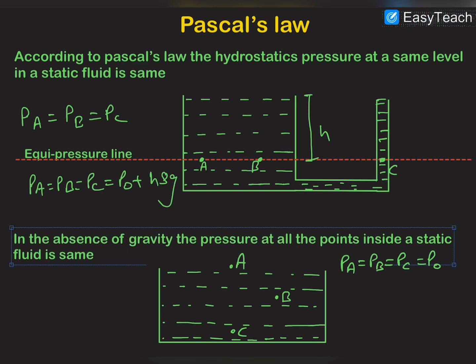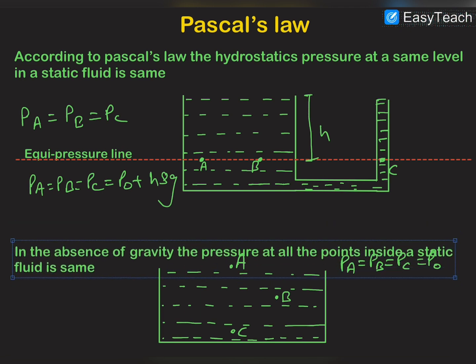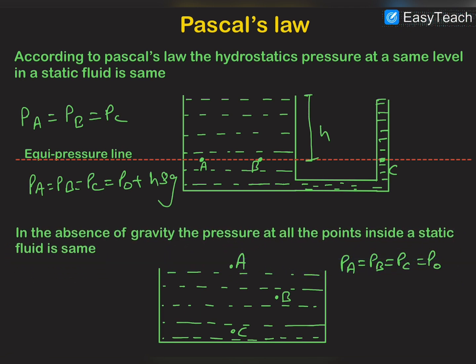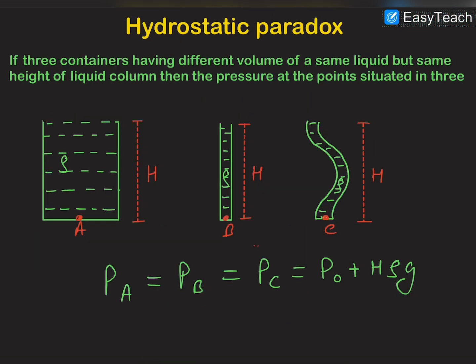Now, in the absence of gravity, we can say that g will be 0. Obviously, if g is 0, then this term will be 0, and we can say that the pressure at all these 3 points will be the same. PA will be equal to PB will be equal to PC, and it would be equal to P naught. Okay, so this is Pascal's law in the absence of gravity.